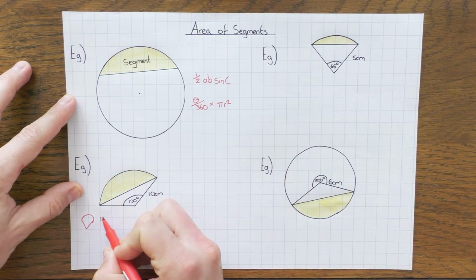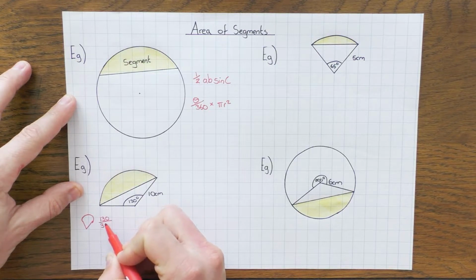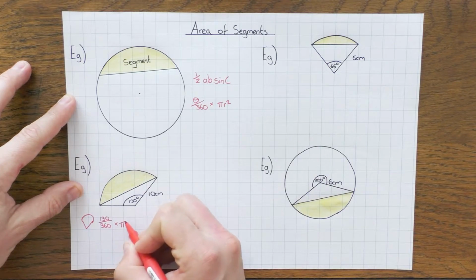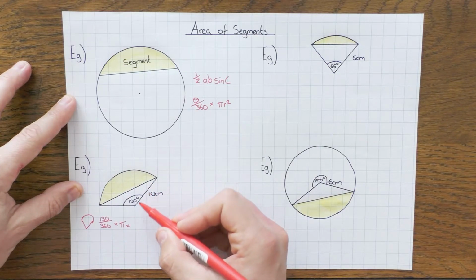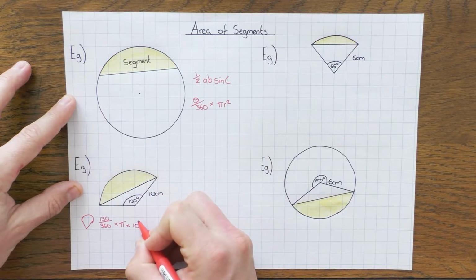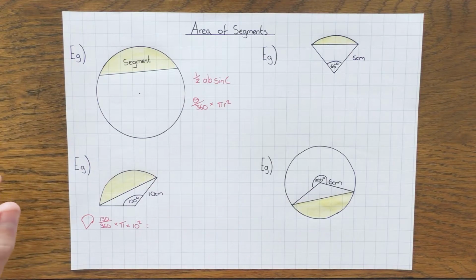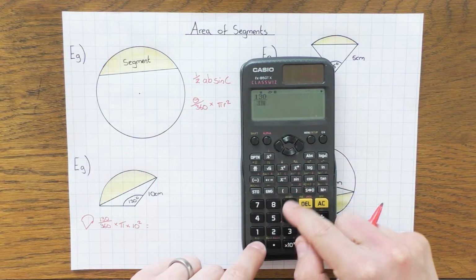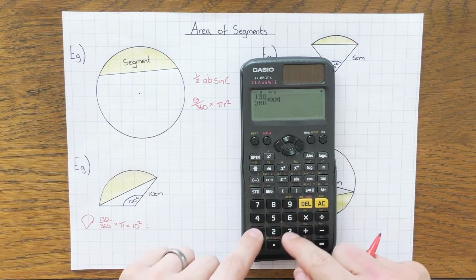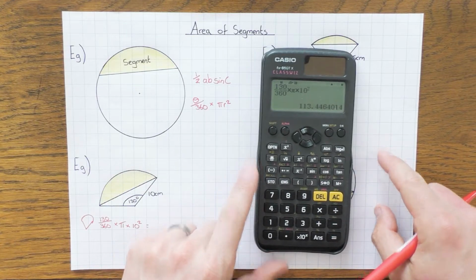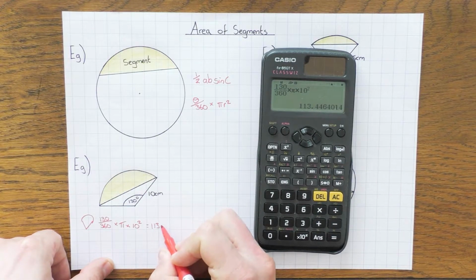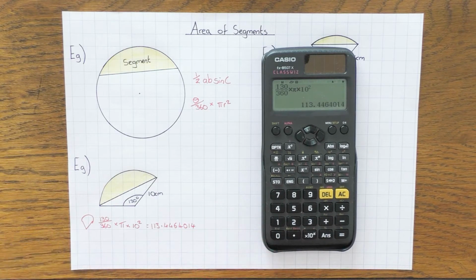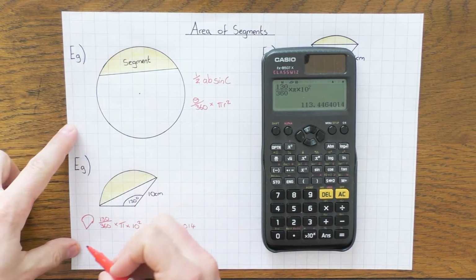Here's my sector, and that's going to be using this formula. I have my angle of 130. I divide that by 360 because that's going to be the whole circle. Times that by pi, times the radius. In this case, the radius is 10, so times 10 squared. If we do that with our calculators, we're going to have the answer of 113.44640014.